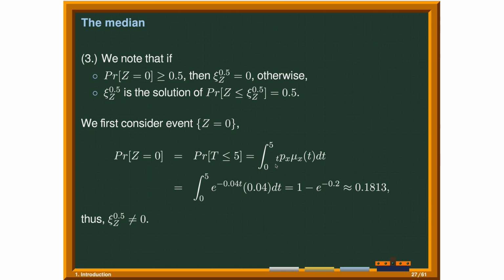And since we know the PDF of T, so it's tpx, which is this, times mu from 0 to 5. And then when we evaluate this, that gives us 0.1813. So it is positive, but it is less than 0.5. So the median is not 0, right? The median is not 0. So we now find out what is that median by using this equation.